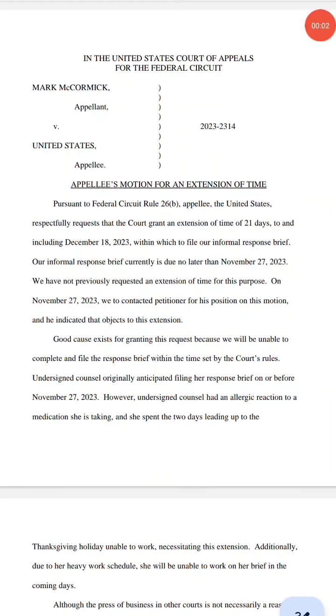Now we're going to talk about a different court case. We're going to talk about my court case that I have in the United States Court of Appeals for the Federal Circuit, okay? Now, in this court case, this document was filed by their attorney, Matney Elizabeth Roth, okay, who represents the United States Department of Justice, all right? She represents the United States. Now, in this motion, she asked for an extension of time.